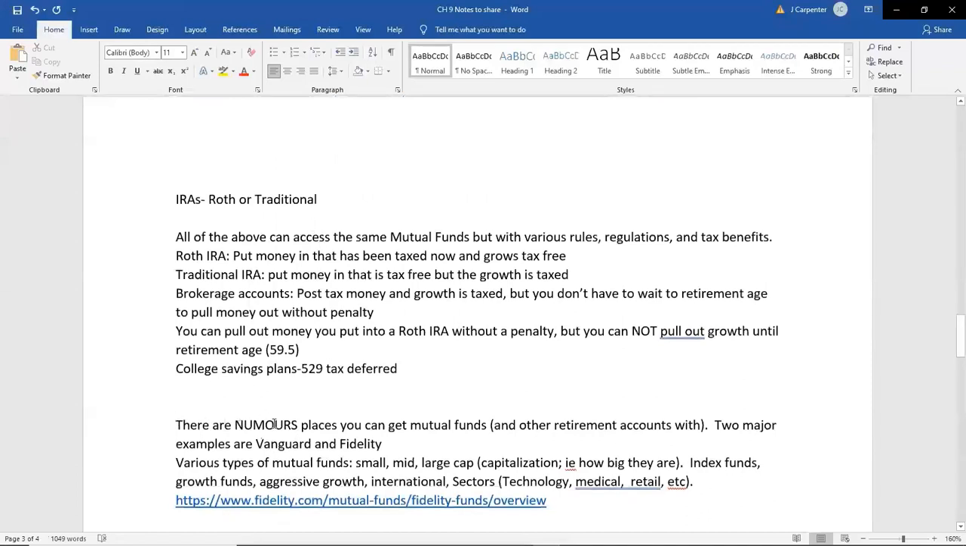One I haven't mentioned before is Vanguard. There are numerous places you can go to get your mutual funds and other retirement accounts with. Vanguard and Fidelity, the two biggest ones in my opinion. Then you've got Robinhood, who really changed the game.